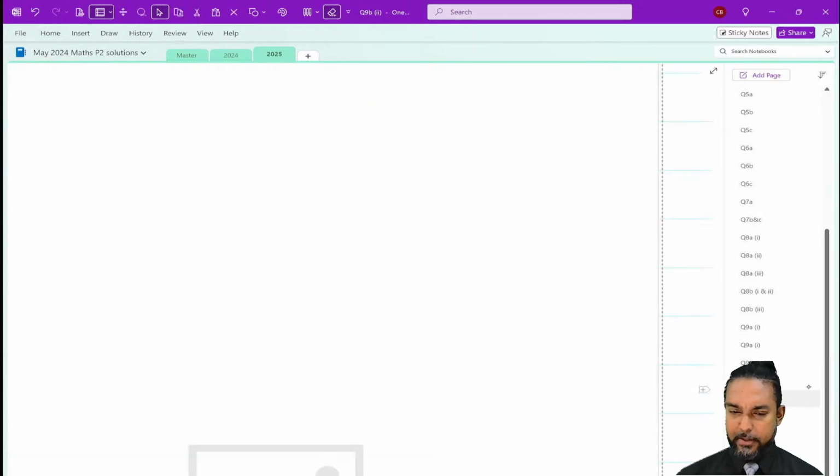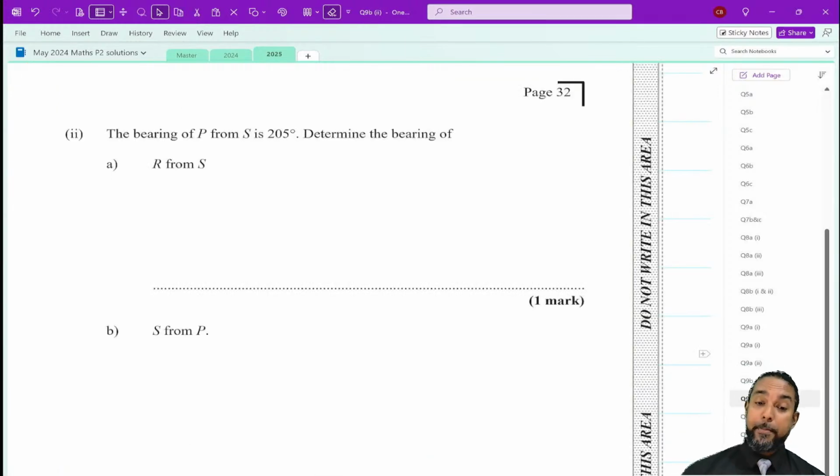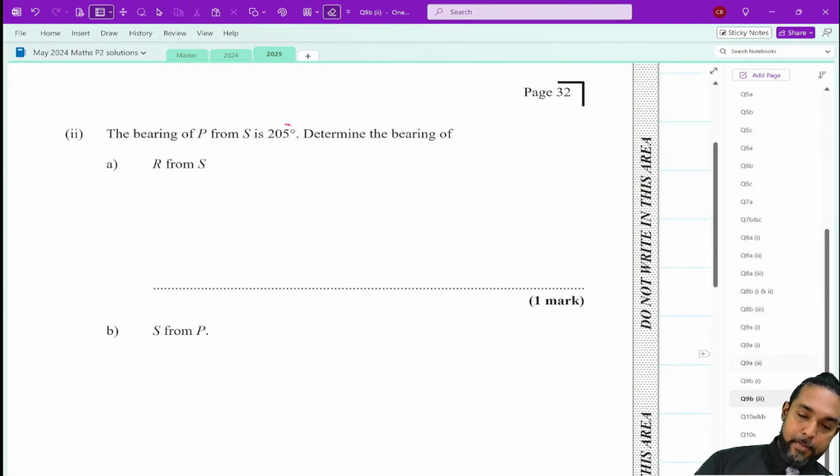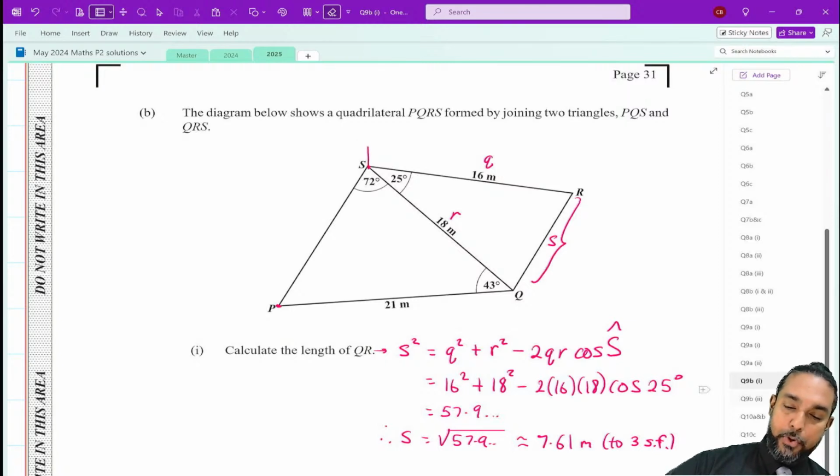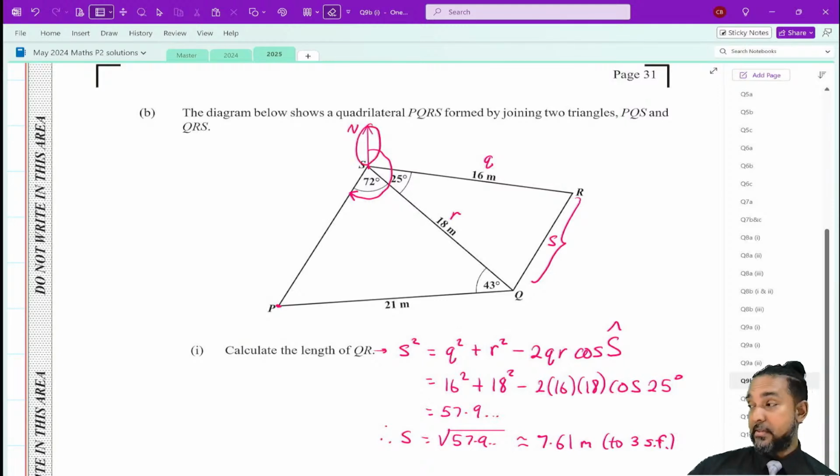Okay, and then let's go back across here now to the last part. The bearing of P from S is 205 degrees. Determine the bearing of R from S. So the first thing is we need a north line at S, right? The bearing of P from S is the clockwise angle between the north line at S, the starting point, and the line joining the 2 points.